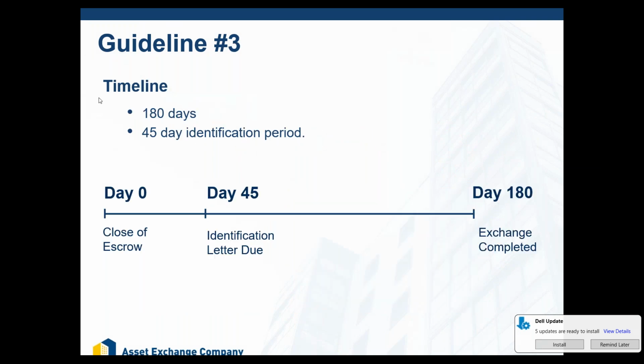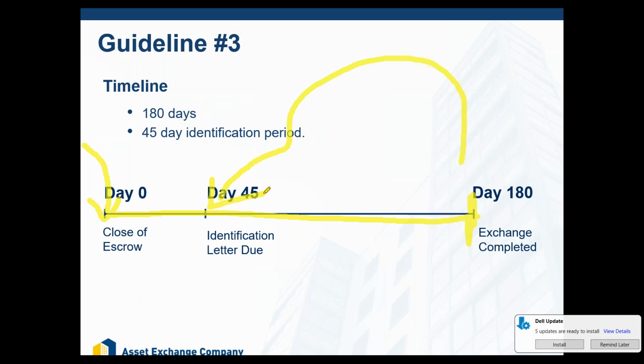Rule number 3. When you do your 1031 exchange, you've got a time frame. And that time frame is very strict. You've got 180 days to complete the entire process, and you have 45 days to identify what you're thinking about buying. Your time frame starts the day you close escrow on the sale of your property. As I mentioned, you've got 180 days total to complete the purchase of your replacement properties, and you have to identify what you're thinking about buying on day 45. Very, very important that you know your time frames.